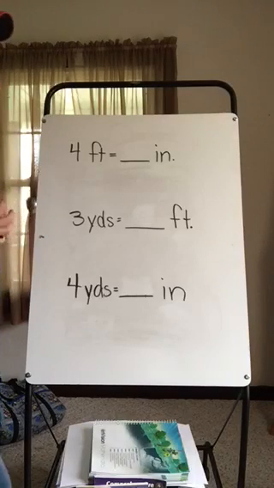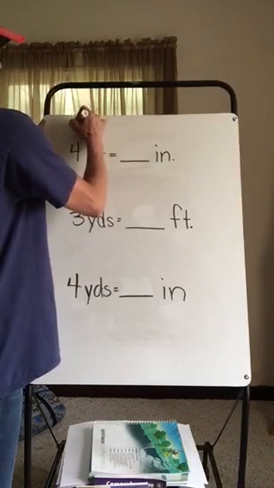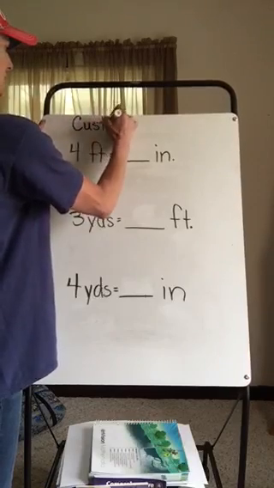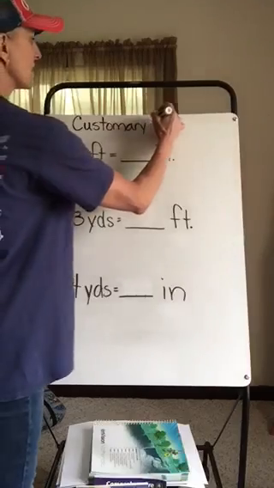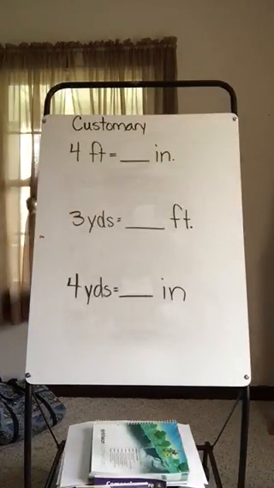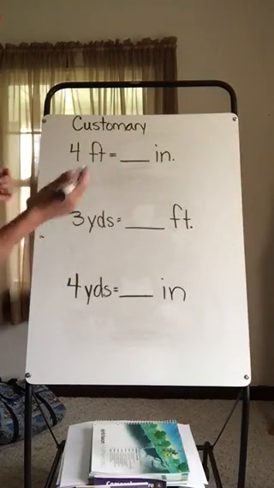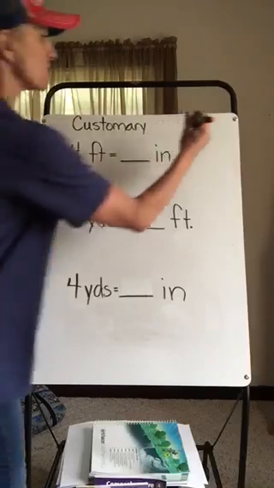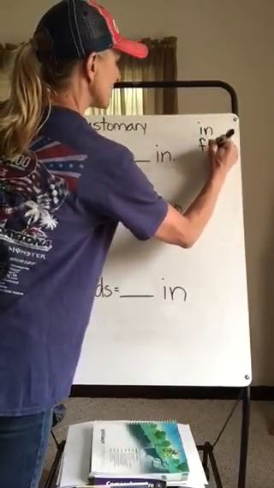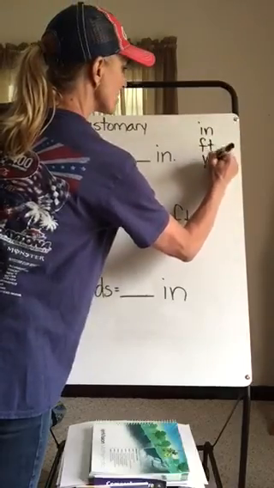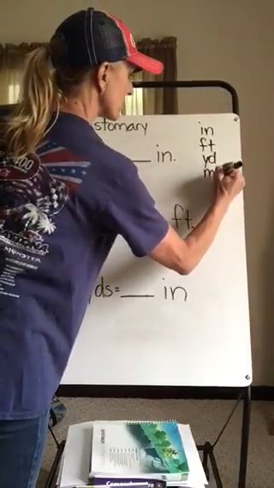Okay, if you just finished watching the videos that I posted for today's lesson, you should know that we are measuring customary units of length. So customary is what we normally use in the United States. Customary is inches, feet, yard, and miles. So I always say them in the correct order, smallest to largest. So we know that inches are the smallest, then feet, then yards, then miles.